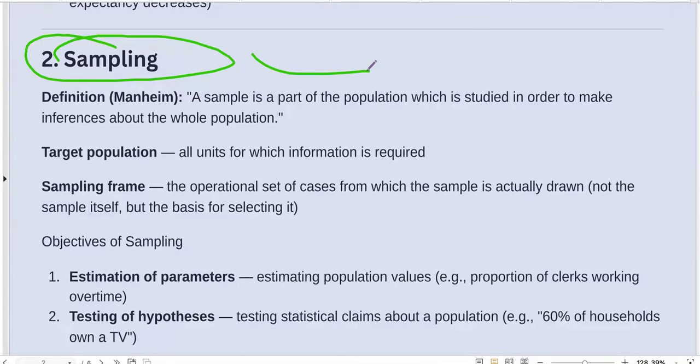So the operational set of cases from which the sample is actually drawn, the basis of selecting, is called a sampling frame. How you are selecting the sample, what is your process? Now we will go deep into the types of sampling later. But first of all, you need to understand the criteria should be very clear. If your purpose is to do a qualitative analysis, your sampling should also suit the same purpose.